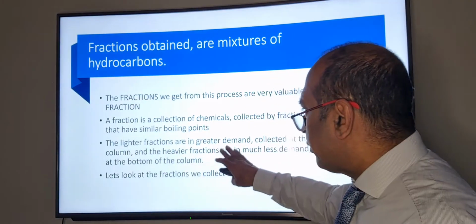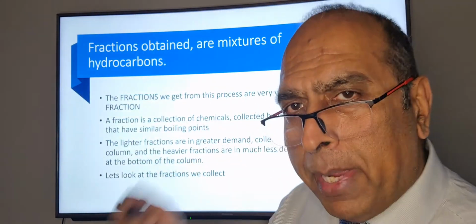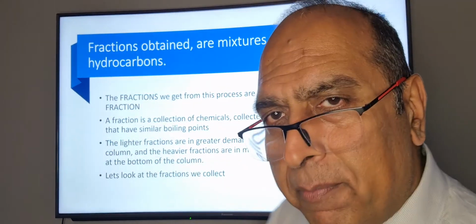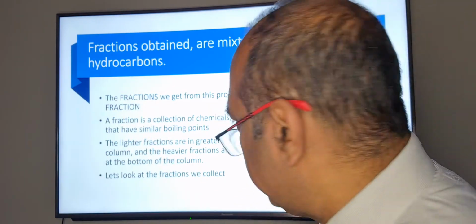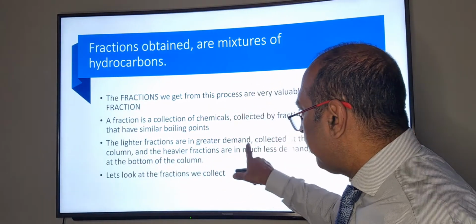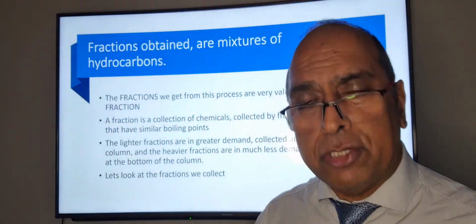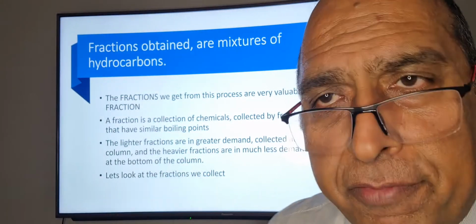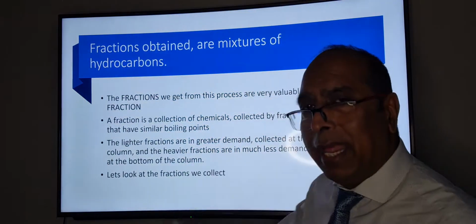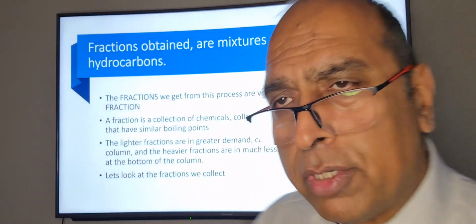So the lighter fractions are in greater demand. There's more demand for petrol and less demand for bitumen. Petrol at the top is in more demand, bitumen is in less demand. The lighter fractions are in greater demand, and they are collected at the top of the fractionating column. We sometimes use the phrase, they are the heavier fractions, as opposed to the lighter fractions that are in much more demand. Now let's look at these fractions.